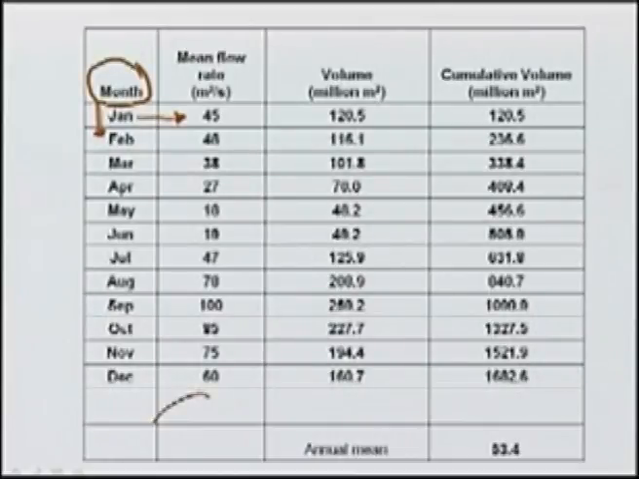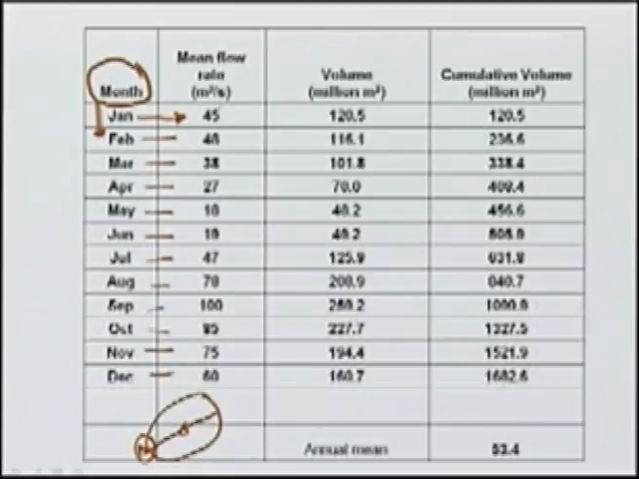So, if we look at this, January, let us say that we have a certain point, again we have a catchment, and then at point A we are measuring the stage and therefore discharge, and the mean monthly flow at the point A for different months is, let us say, obtained as these values.